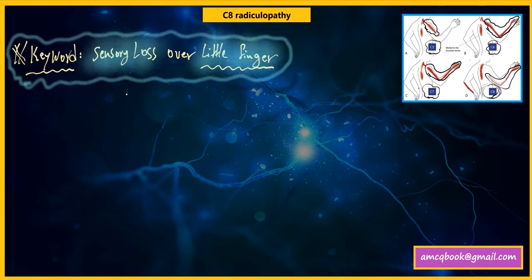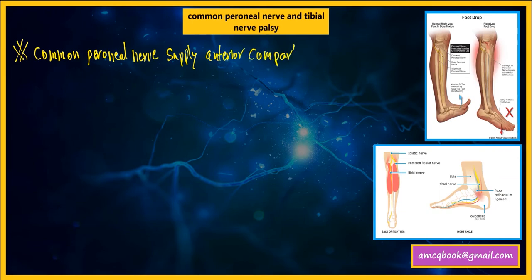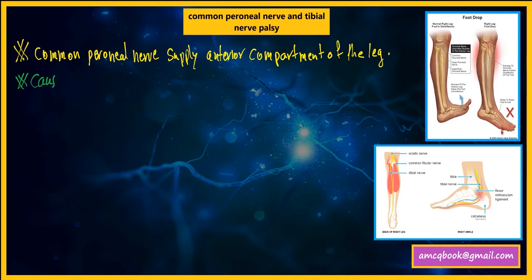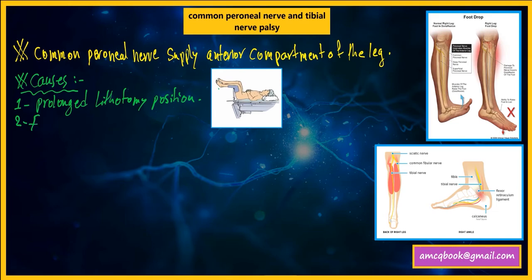Now let's talk about common peroneal nerve and tibial nerve palsy. Common peroneal nerve supply anterior compartment of the leg. The causes of common peroneal nerve palsy include the following. First, prolonged lithotomy position, as this will lead to direct pressure over the neck of the fibula. The second cause is fracture fibula, especially the neck. And finally, long-term hyperflexion of the knee.